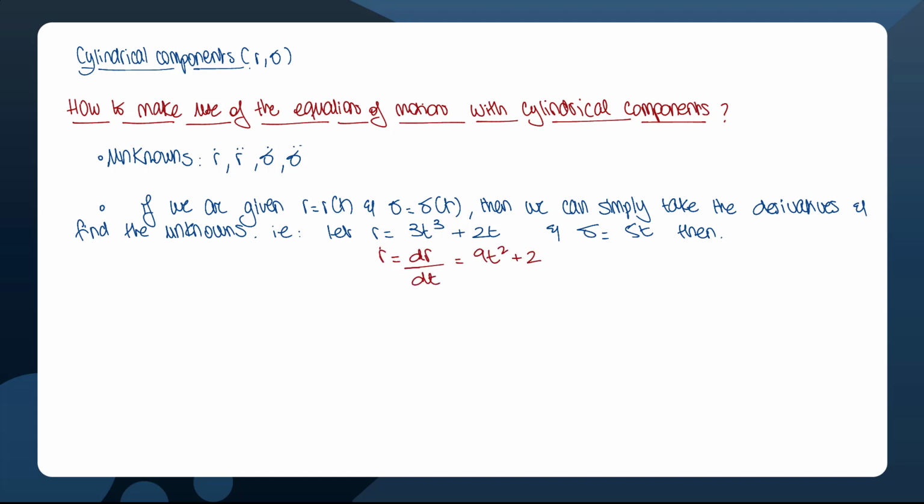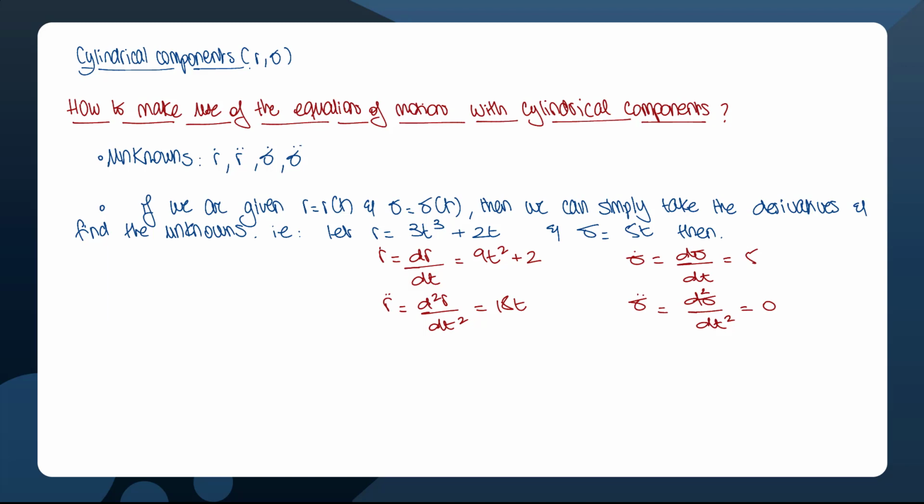r dot is the derivative of r. So taking the derivative, one has that r dot is equal to 9t squared plus 2, while r double dot, by taking the second derivative, is equal to 18t. Similarly for theta, taking theta dot equal to d theta over dt, we have theta dot equal to 5. Then theta double dot, since theta dot is a constant, would simply be equal to 0. So you can see once you're given an expression of r and theta as a function of time, deriving the different unknowns is very systematic. You just have to take the derivatives twice.